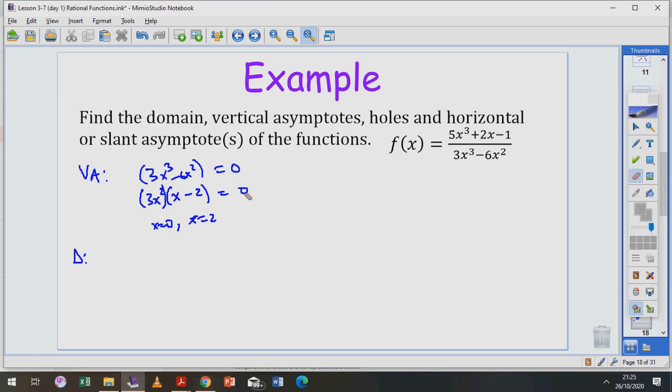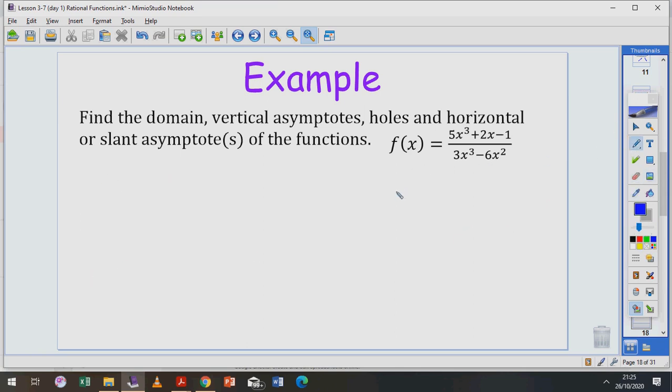Sorry, step 1 is supposed to be simplifying, sorry about that guys, simplifying the equation of this polynomial. When I look at it, 5x cubed plus 2x minus 1 divided by 3x cubed minus 6x squared, it doesn't look like something that's easily factorable. So I'm going to go ahead and assume that it can't be factored easily.